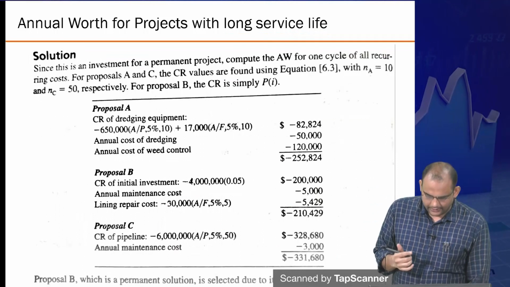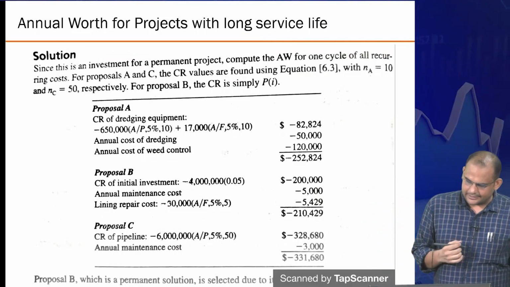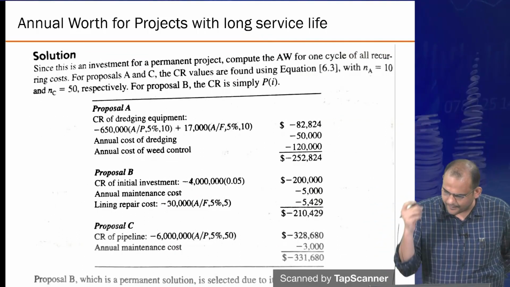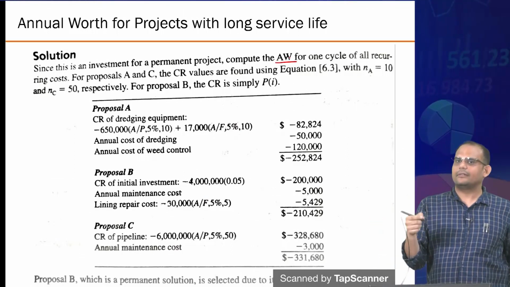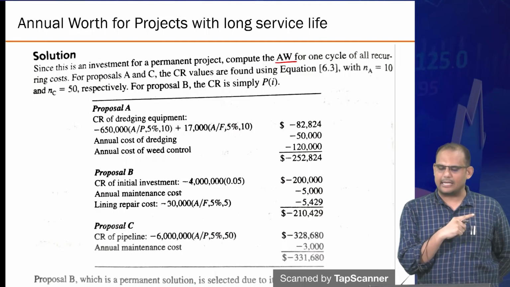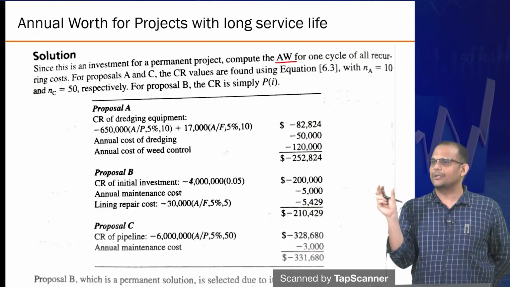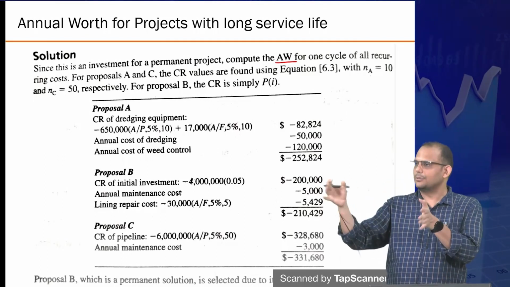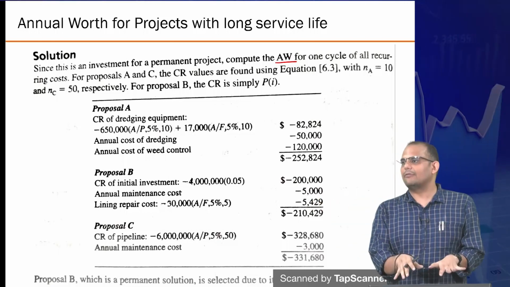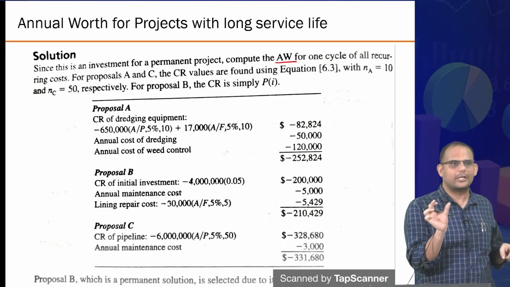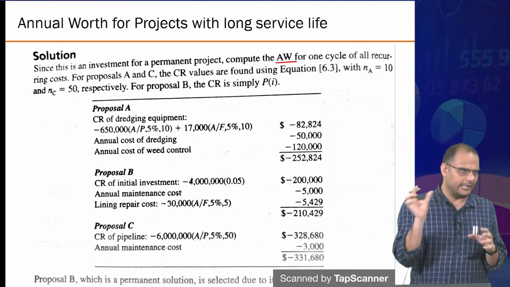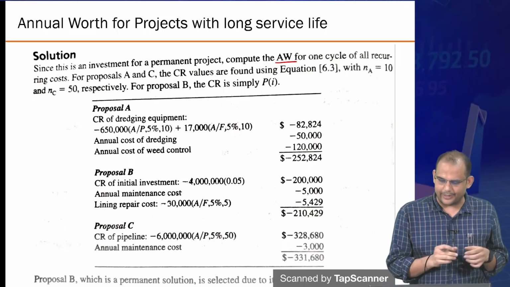Okay. So here is your answer. Since the investment is a permanent project, you have to compute why again, because see, in the original capitalized cost scenario, I told you that you need to take at least 2 cycles and all. In annual worth, that problem goes away because no matter what, you are considering only a single cycle of the investment cycle. So you don't need to worry about that.